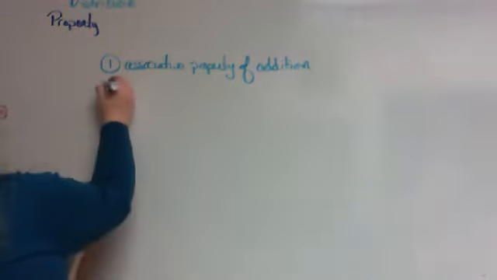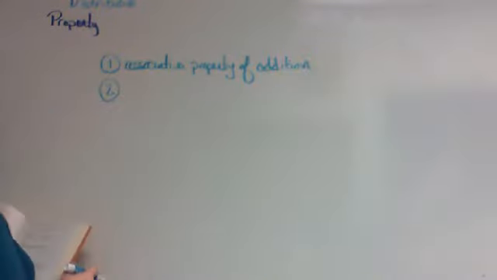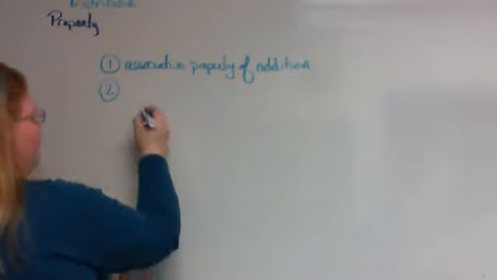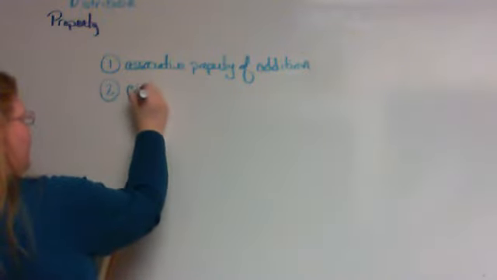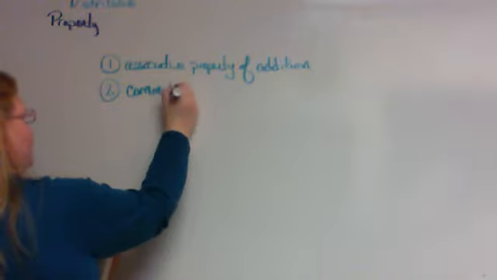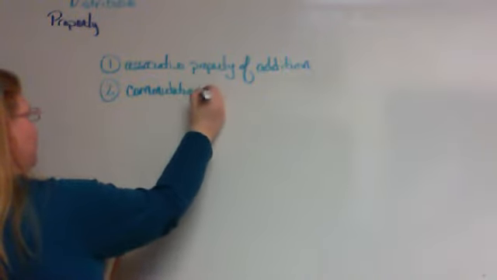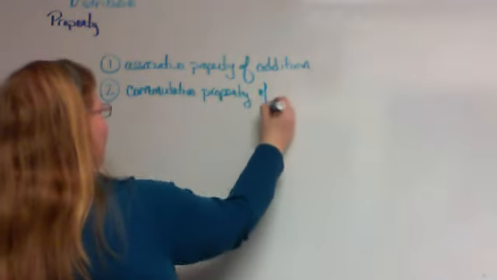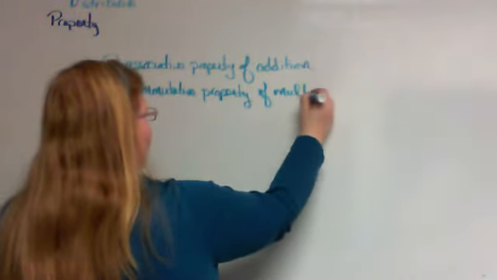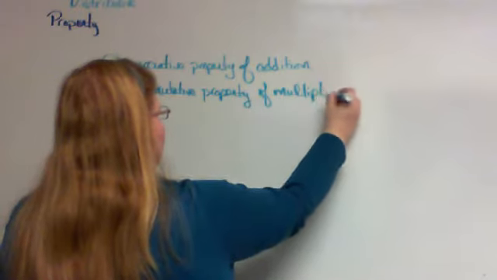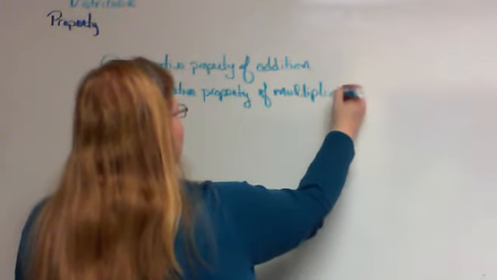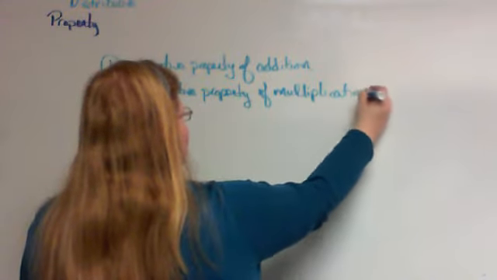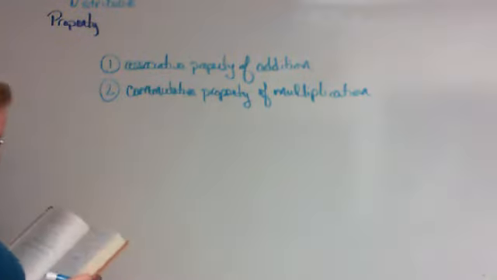Number 2. They have 6 times 13 equals 13 times 6. The letters moved, so that's the commutative property of multiplication, because they were multiplying. I can spell, sort of.